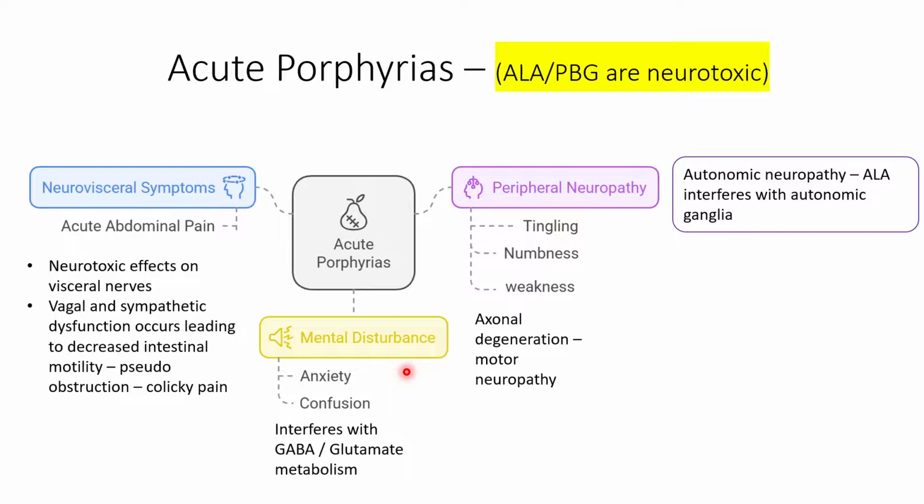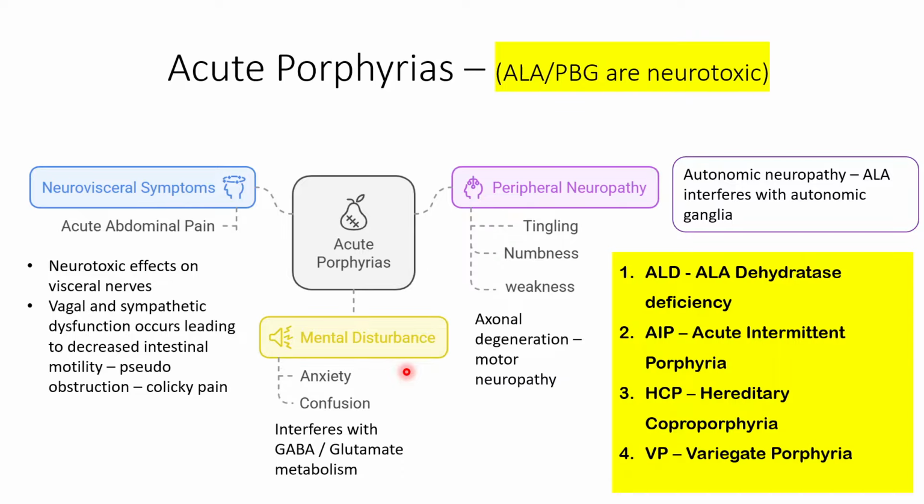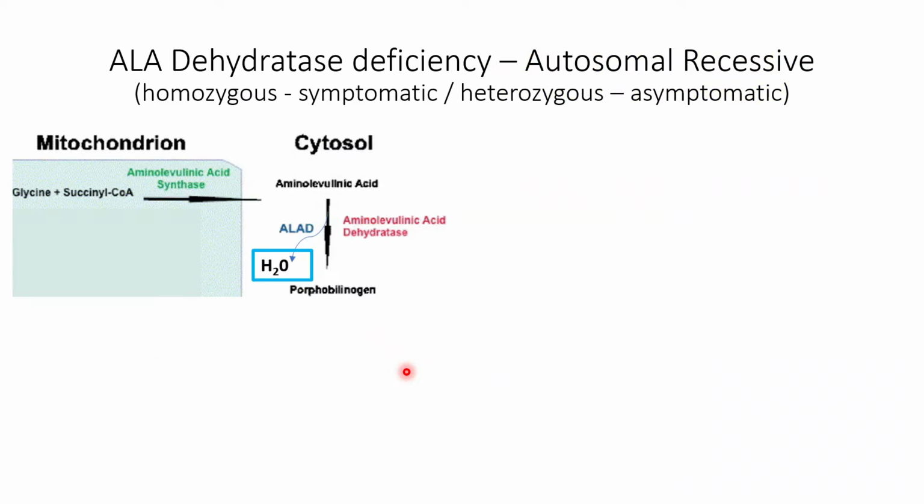So what are the acute porphyrias? The first one is ALA dehydratase deficiency. Then the most common one, acute intermittent porphyria, hereditary coproporphyria, and variegate porphyria. So these are the four acute porphyrias that present with acute manifestations. Let us first look at ALA dehydratase deficiency. It is mainly an autosomal recessive condition, so a homozygous condition will be symptomatic, whereas a heterozygous condition will be asymptomatic.